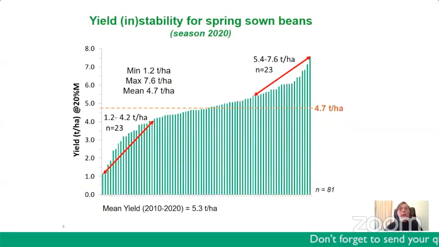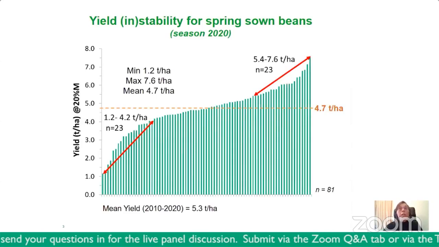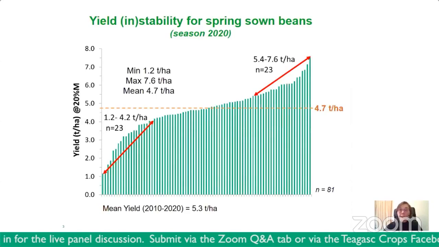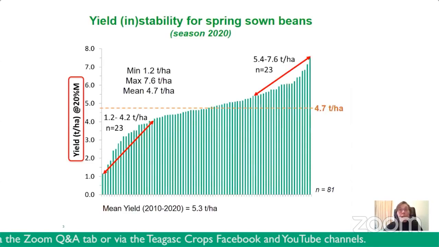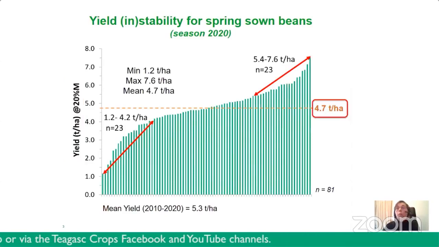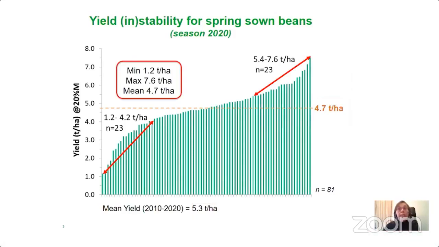As many of you know, we did a survey last year aiming to capture the variability in yield observed in the 2020 season. The results in terms of yield are presented in this graph. We had a total of 81 values reported for yield, with an average of 4.7 tons per hectare, which is slightly lower than the 10-year yield average of 5.3. The variability in yield was huge, ranging from 1.2 to 7.6 tons per hectare.